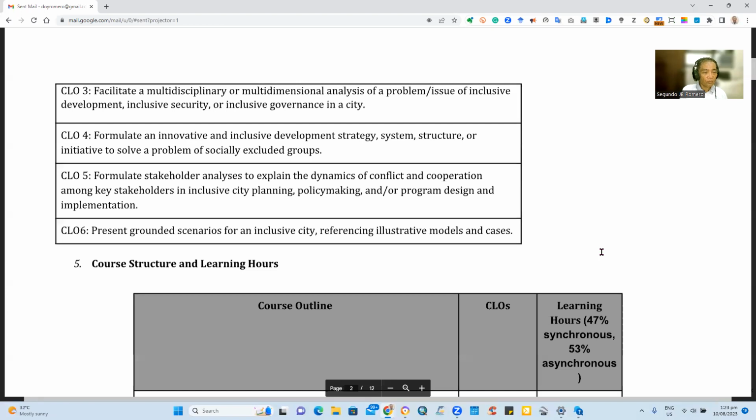The fourth is that we want to formulate an innovative and inclusive development strategy, system, structure, or initiative to solve a problem of socially excluded groups. Fifth, we want to formulate stakeholder analysis to explain the dynamics of conflict and cooperation among key stakeholders in inclusive city planning, policymaking, and or program design and implementation. Finally, the sixth is that we want to present grounded scenarios for an inclusive city, referencing illustrative models and cases. So you look at these six, they seem to be ambitious, but I guarantee that there will be something in the course that addresses each of these, and hopefully we fulfill or achieve all of these objectives.